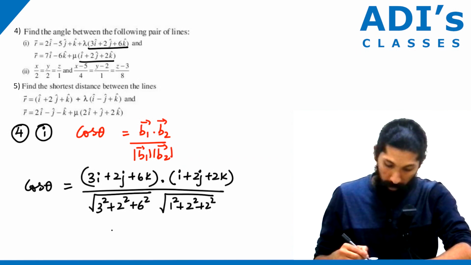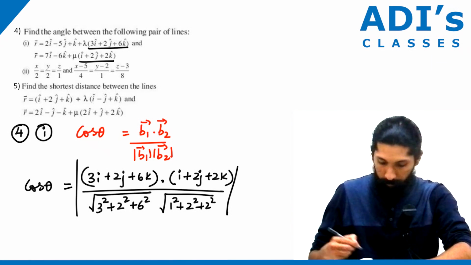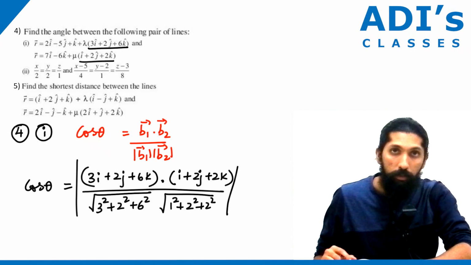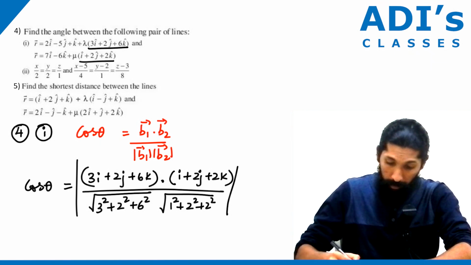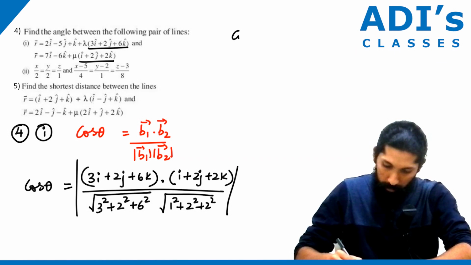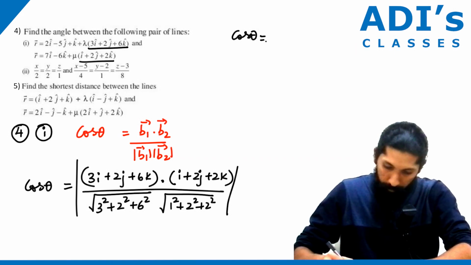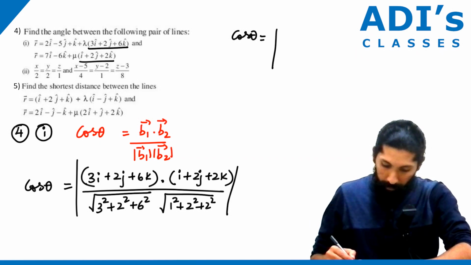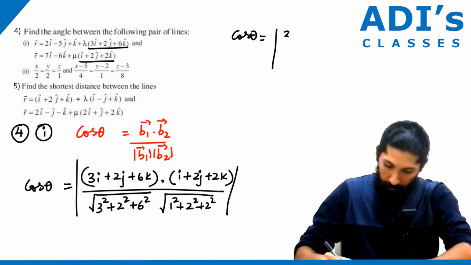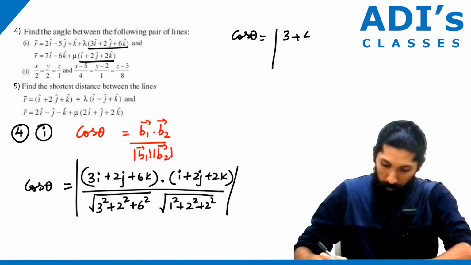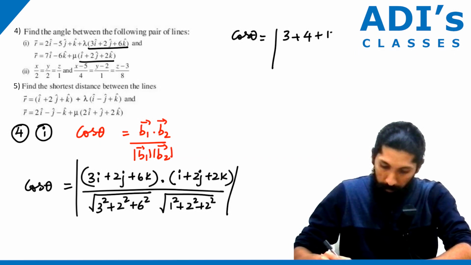Fair enough? And remember, we have the modulus of this one. The numerator is the dot product. Now, when you do the dot product, the value of cos theta is equal to, so what do we get? 3 into 1 is 3. Next, plus 2 into 2 is 4. Plus 6 into 2 is 12.